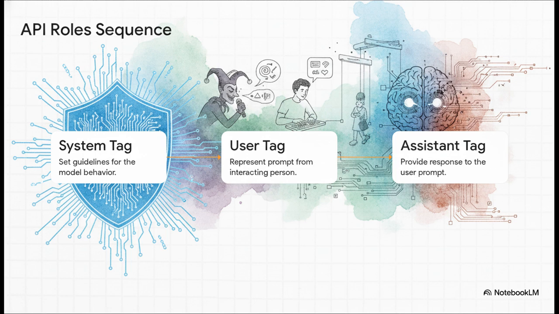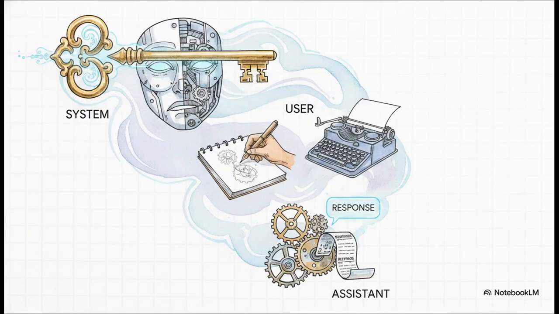Step 1 is to assign the system tag. Step 2 is to input the user tag. And Step 3 is where the model generates the assistant tag. Think of these tags as role-play instructions for a digital actor. Let's break down exactly what these roles actually do, as laid out in the KDnuggets article.